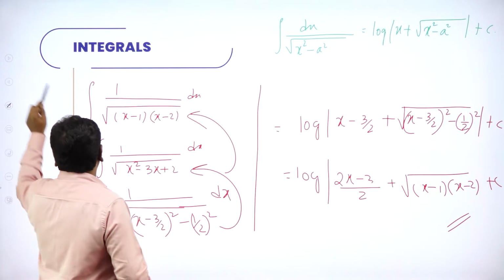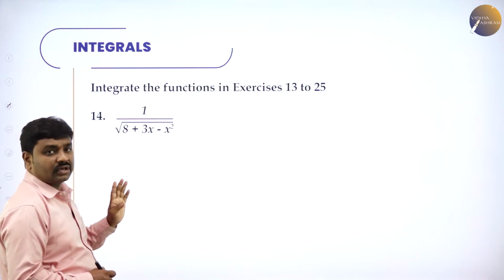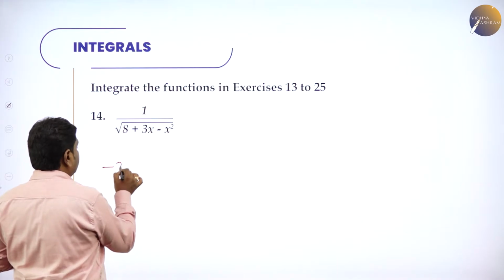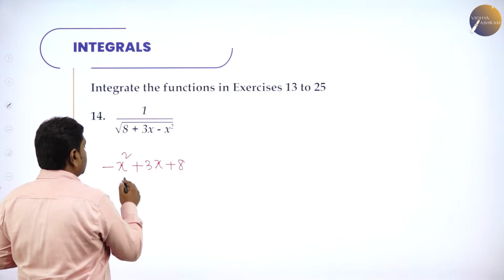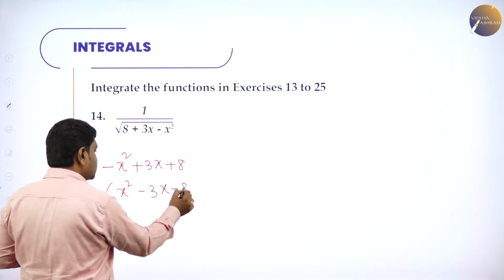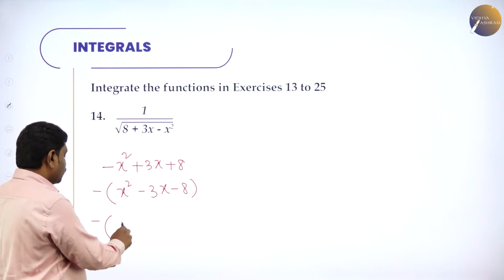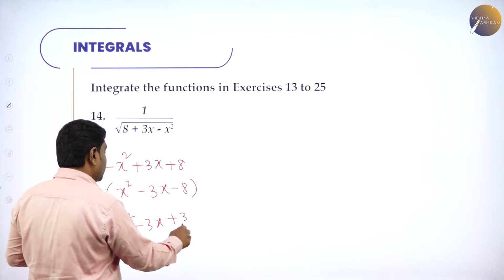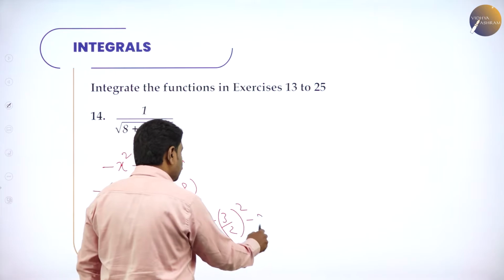That's it. Next we have integration of 1 by root of 8 plus 3x minus x square. Always see, now I'll take the quadratic equation. What is the quadratic equation? Minus x square plus 3x plus 8. Now I'll take minus out, so it will become x square minus 3x minus 8. Further let minus be out, and now complete the square. How to complete the square? x square minus 3x, add and subtract half of this. What is half of 3? 3 by 2 the whole square minus 3 by 2 the whole square minus 8.